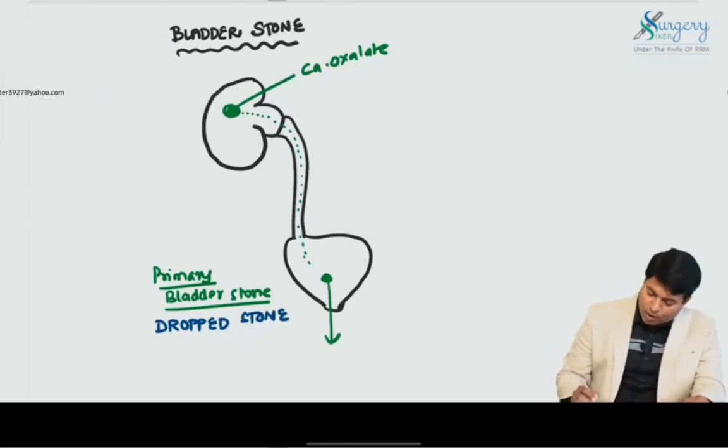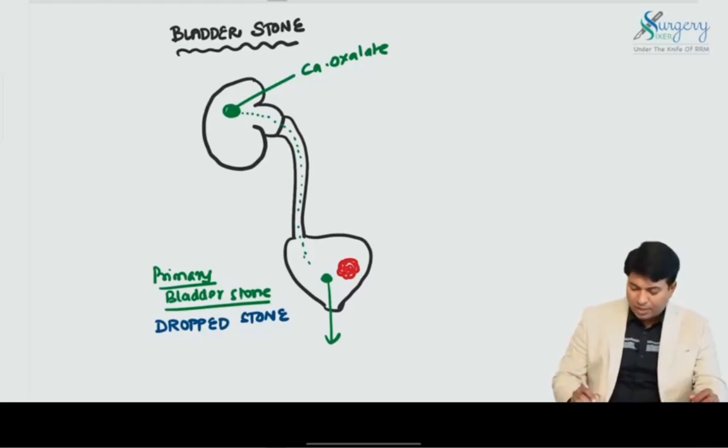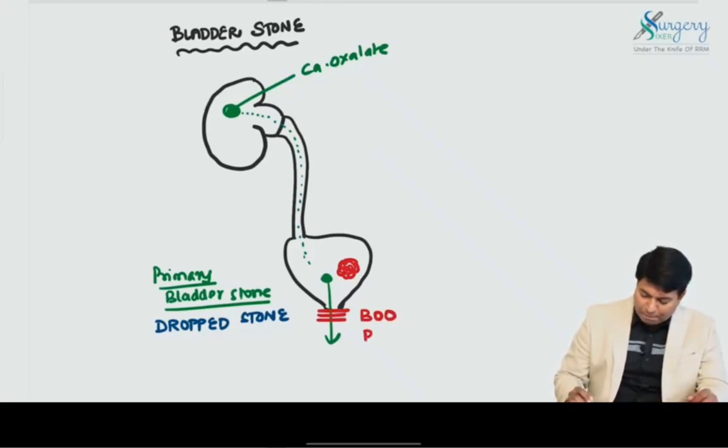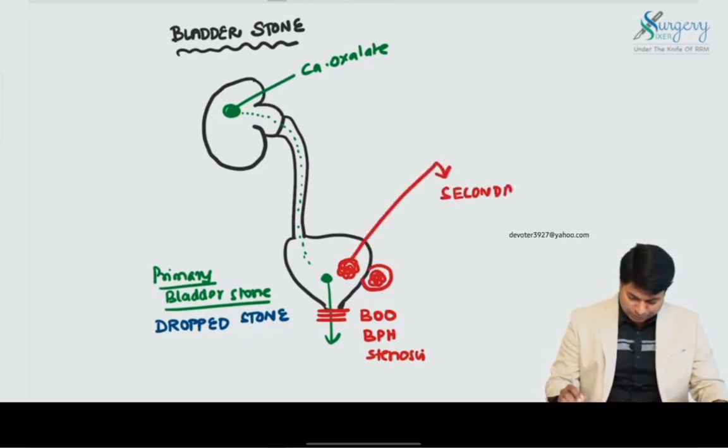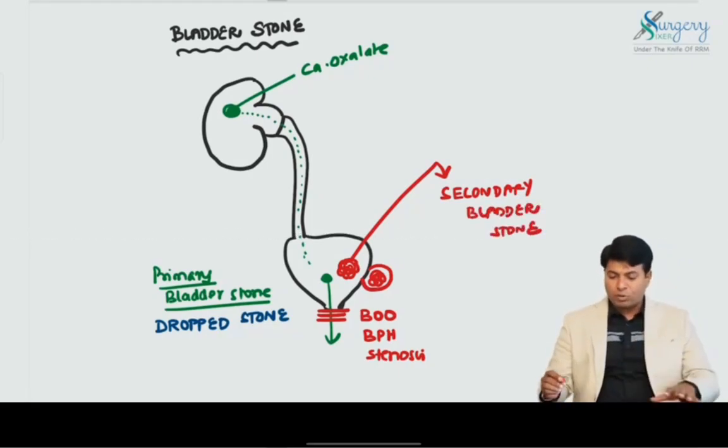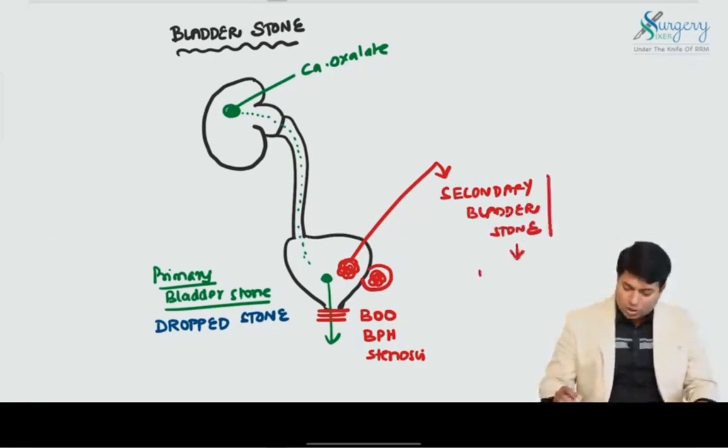If the stone is formed in the bladder itself due to some obstruction like bladder outlet obstruction, BPH, bladder neck stenosis, some pathology is causing it, or if there is a diverticulum in the bladder forming a stone, some pathology in the bladder causing stone is known as secondary bladder stone. The stone formed in the bladder itself is known as secondary bladder stone. So this is the most common type of stone in the bladder.